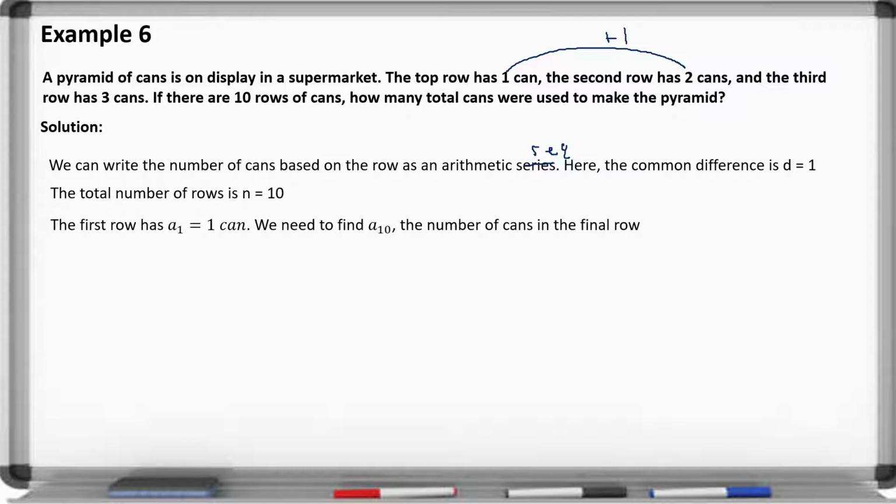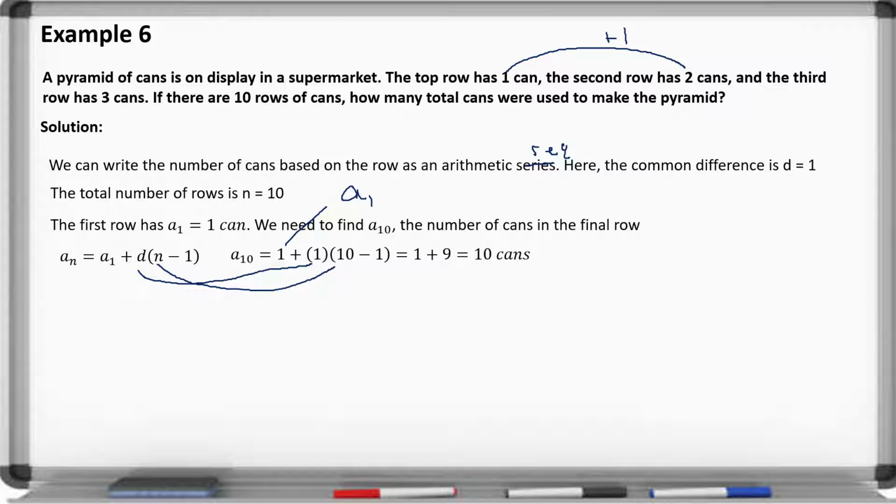We actually don't know what a10 is based on the problem. However, we know from common sense that if we were to add 1 to every single row to the previous row, we'll get 10 cans. However, just for the purposes of showing you the math, I'm going to take you through the math. So using the following formula for the sequence, we want to find a10. We're going to plug in 1 for a1, we know that the common difference is 1, and then we know that the number of rows that we're looking for is 10. So therefore we get 10 cans, which makes sense from common logic.